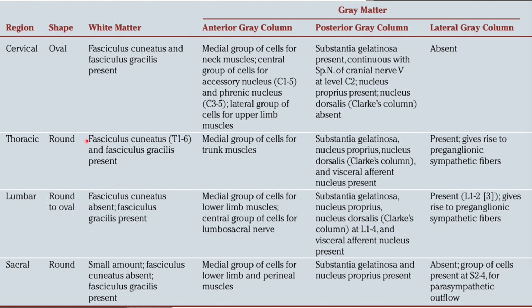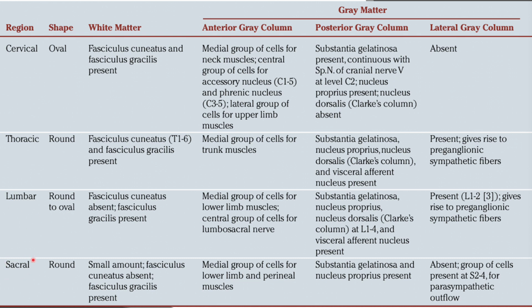The lumbar cross-section of the spinal cord is round to oval in shape. The fasciculus cuneatus is absent, but the fasciculus gracilis is present. The anterior gray horn contains the medial group of cells for the lower limb muscles and the central group of cells for the lumbosacral nerve. The posterior gray horn contains the substantia gelatinosa, nucleus proprius, and nucleus dorsalis at L1 to L4. The visceral afferent nucleus is also present. The lateral gray horn is present in L1, L2, sometimes L3, and it gives rise to the preganglionic sympathetic fibers.